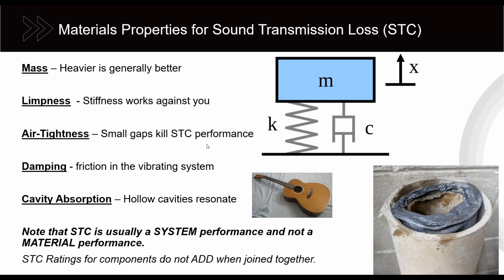Next up, damping. This is important. This is a critical factor of how the wall is performing. It's not always thought of in as much detail as the others, but this is basically friction in the vibrating system, whatever it is. So basically dissipating energy in that vibrating system. And then finally, cavity absorption.